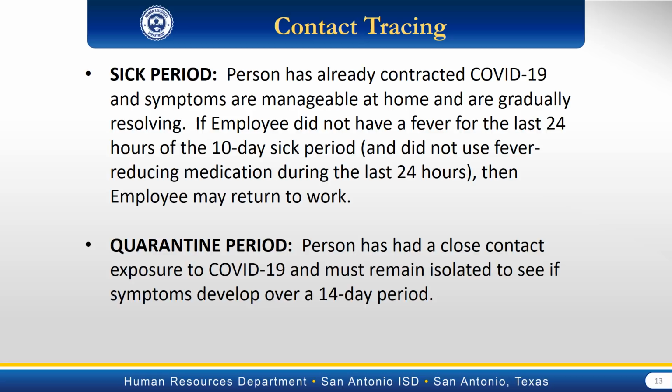A quarantine period applies to a person who has had close contact exposure to COVID-19 and to an individual with COVID-19, whether it's outside the workplace, in the family, or in the workplace. And those individuals, once we identify them through contact tracing, must remain isolated to see if symptoms develop over a 14-day period.